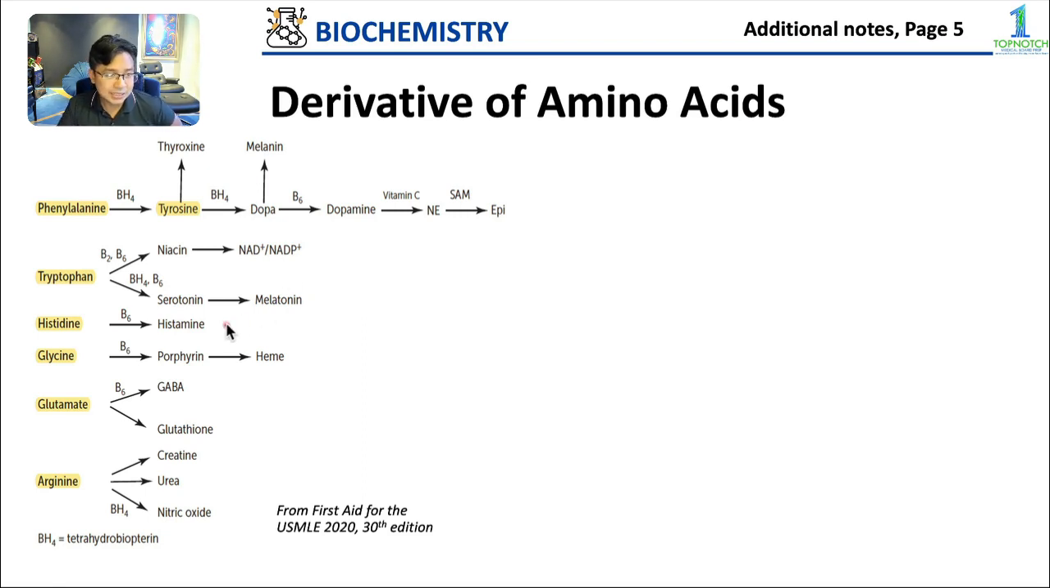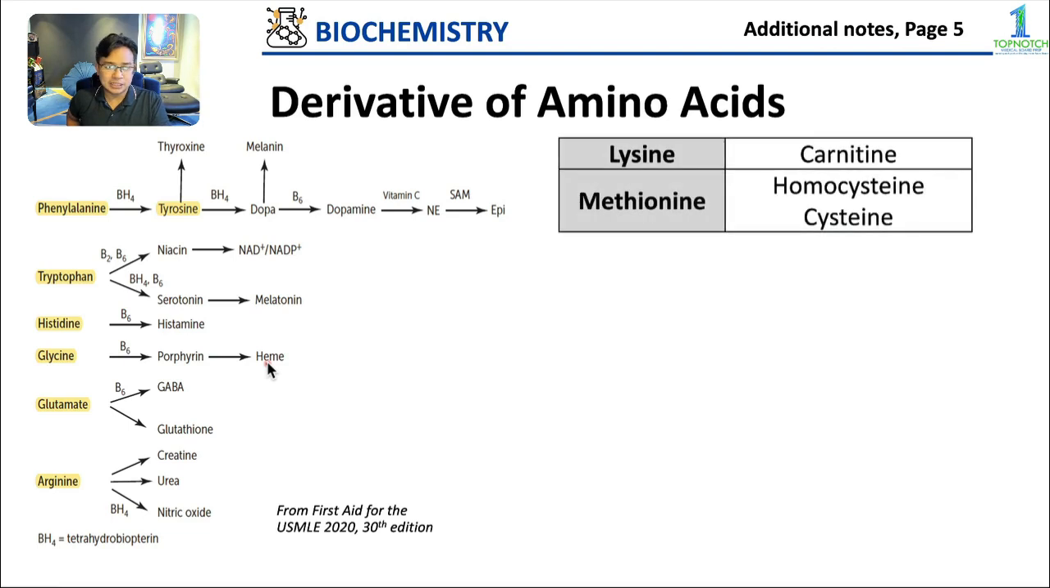Histidine becomes histamine. Glycine is important in heme synthesis. Glutamate can become GABA and glutathione. Arginine becomes creatine, urea, nitric oxide. Lysine becomes carnitine, and methionine becomes your homocysteine and cysteine.